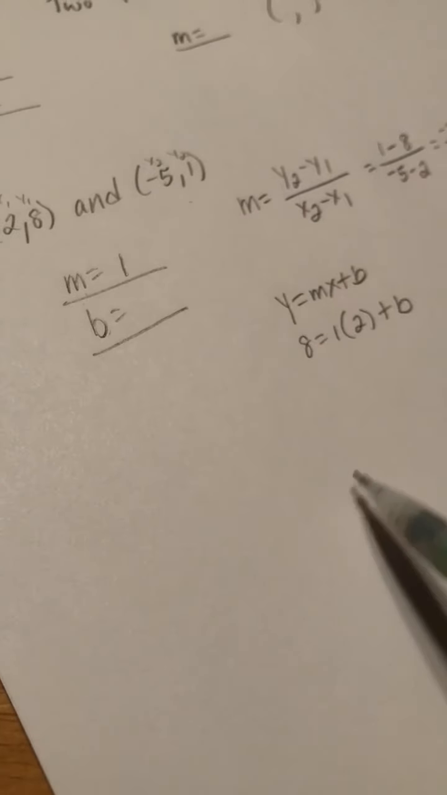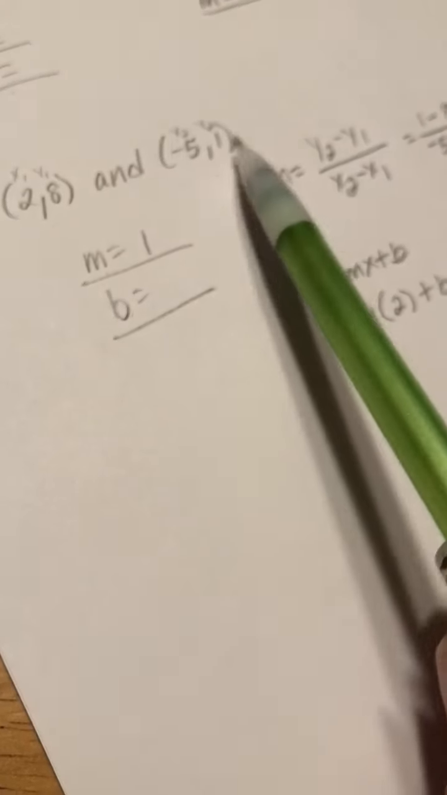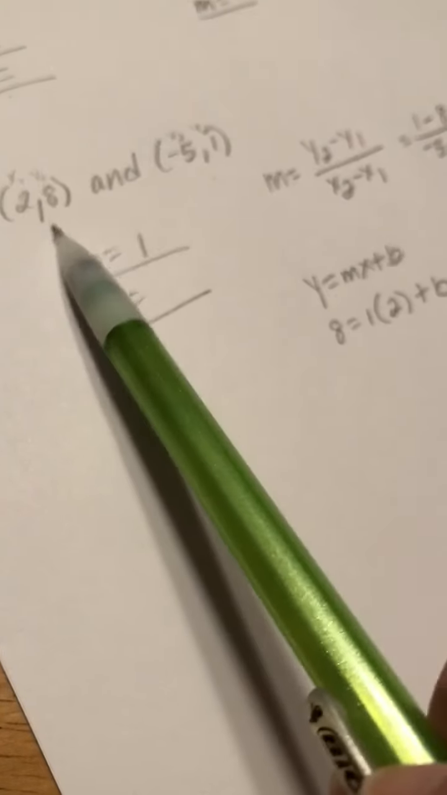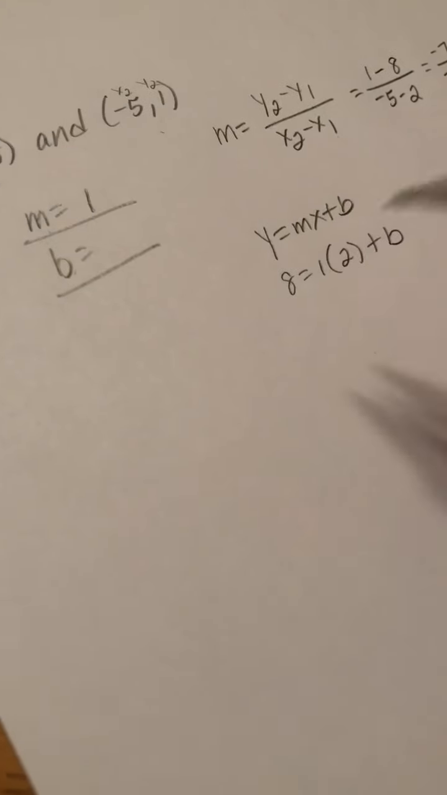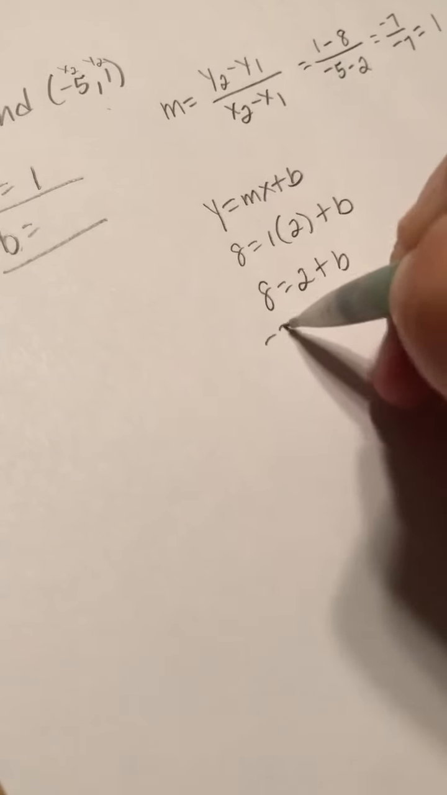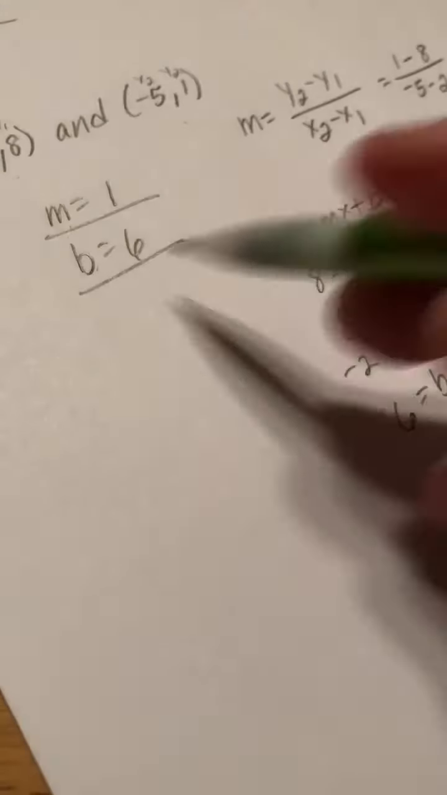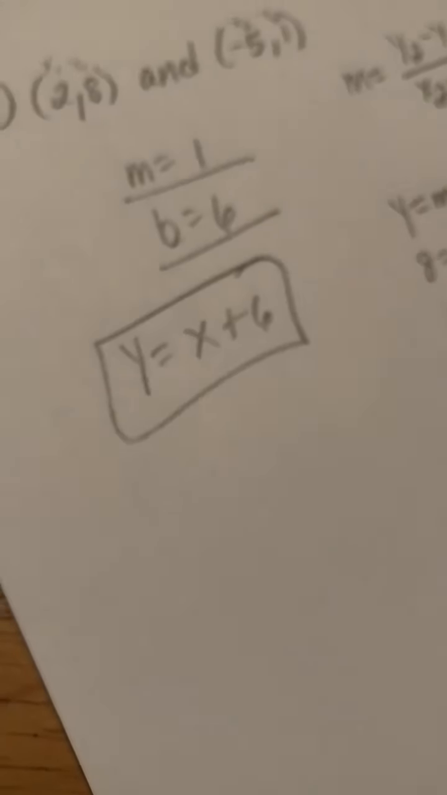So all I did was plug in my ordered pair. You have to use the same ordered pair. You can't use part of this one and part of that one. That's wrong. You have to use one ordered pair and the slope that you found. So now we simplify. Solve for B. And once we have B, once we fill in both blanks, we can write out our answer. Y equals x plus 6.